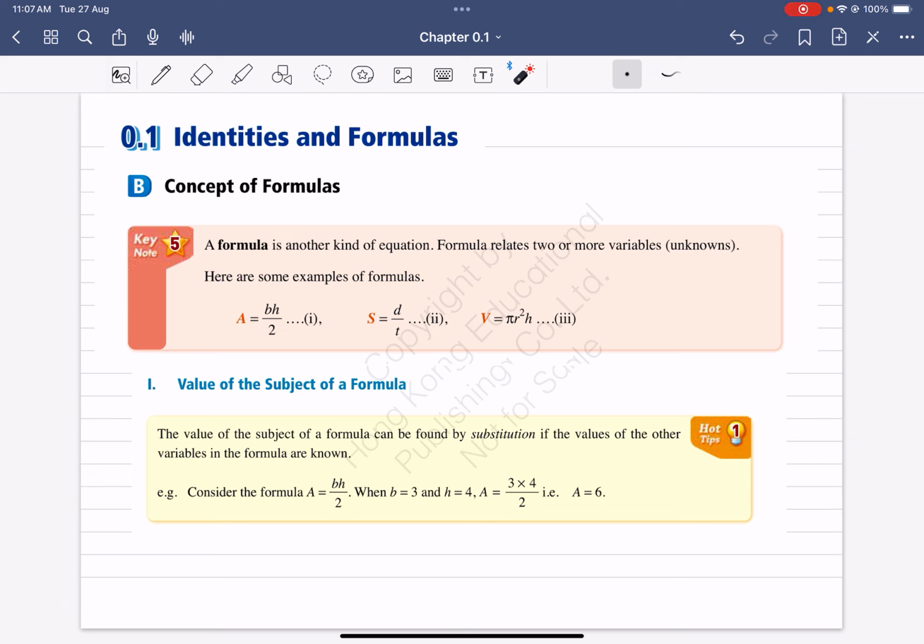So what will we do? Sometimes we try to find the values of the formula. For example, if we have the base, we have the height, we want to find the area of a triangle, then you just put these numbers in, and then you can find A.